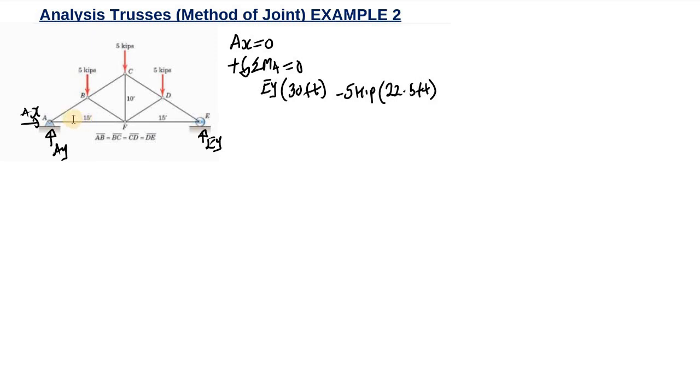Then what about 5 kip? We also have another 5 kip at joint C. So it's going to try to rotate the truss in the clockwise direction. So the distance is 15 feet, as you can see. So this is 5 kip, then multiplied by 15 feet. Then lastly, we have 5 kip. It's going to try to rotate this truss in the clockwise direction. And the distance is half of 15 feet, which is going to be 7.5 feet. So this is minus 5 kip, then multiplied by 7.5 feet.